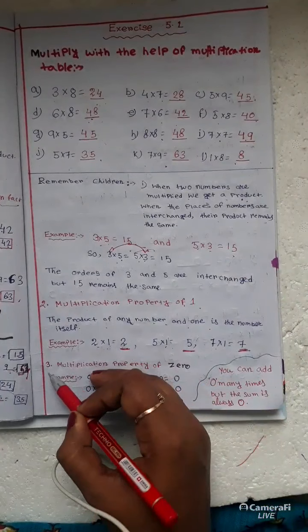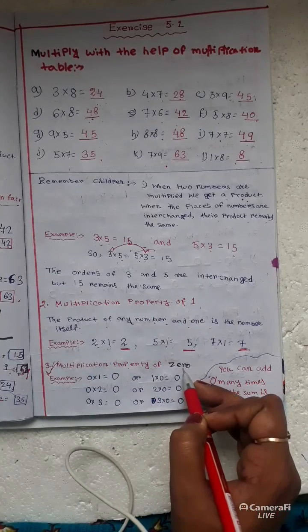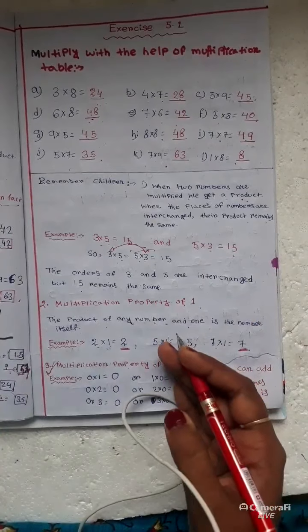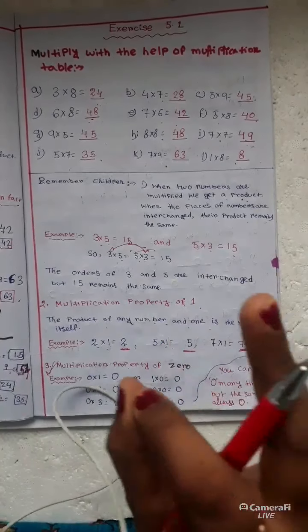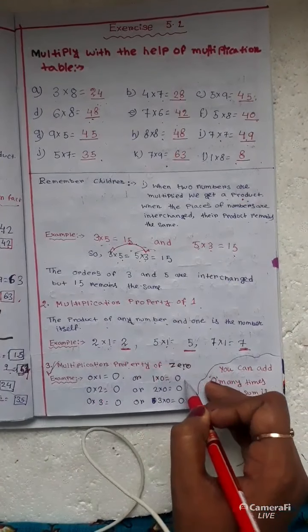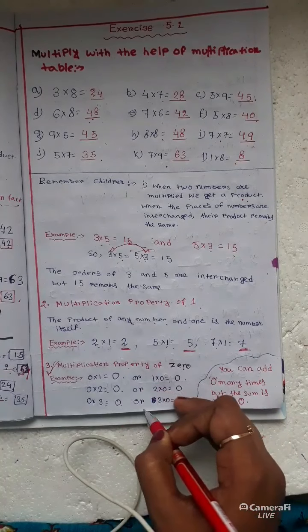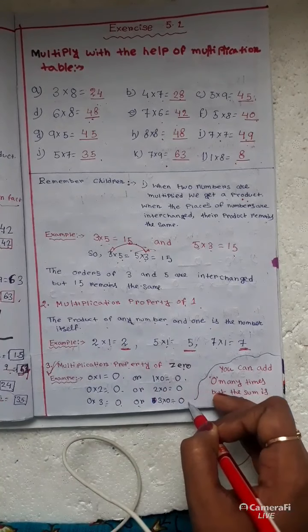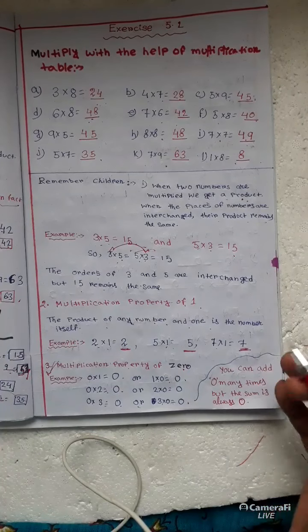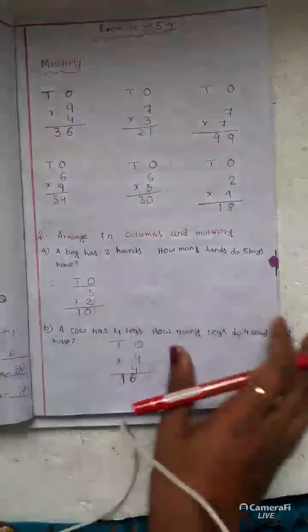Now, number 3, the multiplication property of 0, is very important to learn. So, let us see. If we multiply any number with 0, the answer will always be 0. Example, 0 into 1 is 0, 0 into 2 is 0, 0 into 3 is 0, 3 into 0 is 0. Okay. So, you can add 0 many times, but the sum will always be 0.